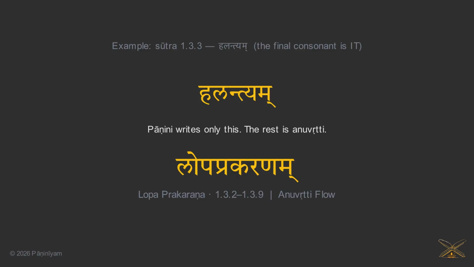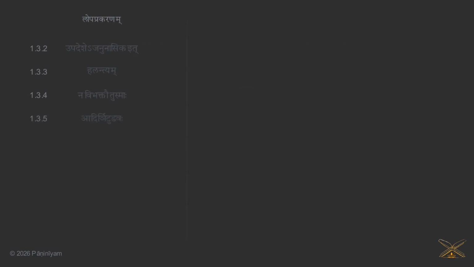Today we make those invisible threads visible. This is the Lopa Prakarana, 8 sutras, and we are going to watch every word flow. Here are the 8 sutras of Lopa Prakarana, starting from 132 through 139. They answer 2 questions. First, which sounds in Pāṇini's grammar are it markers, special markers used and then dropped to serve a specific purpose? Second, what happens to them? Let us go through each sutra one by one and watch the Anuvritti threads build.